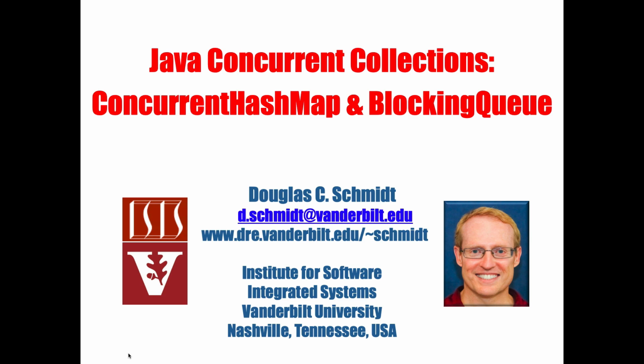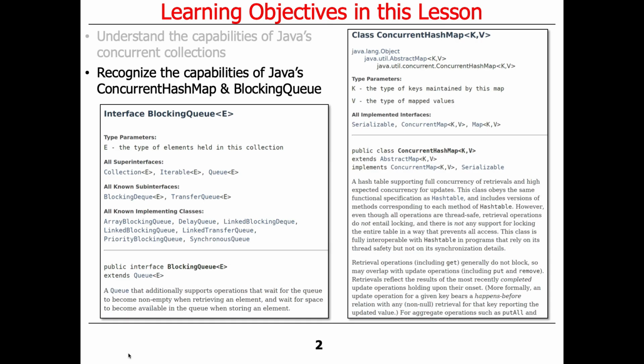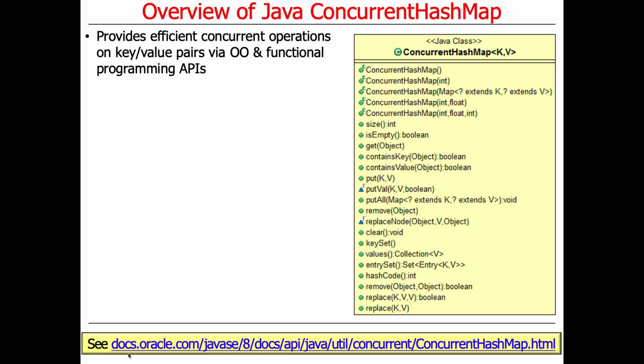So now that we've talked about what a concurrent collection is, at a high level, let's dive down and look at a couple of examples of concurrent collections. We'll focus here on concurrent hash map and on blocking queues. So what is a concurrent hash map?